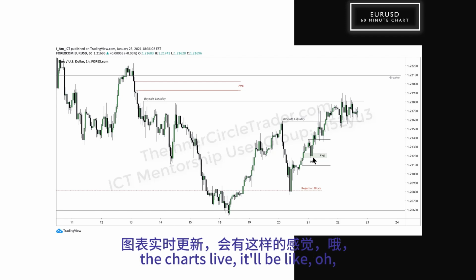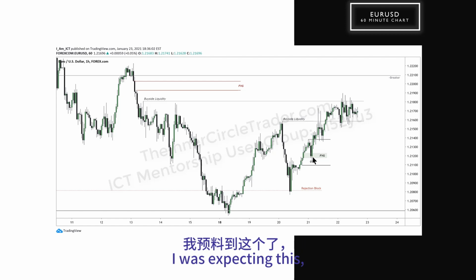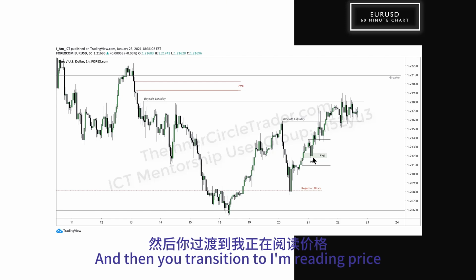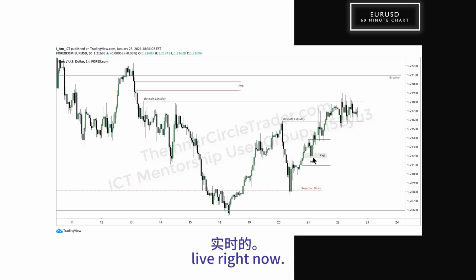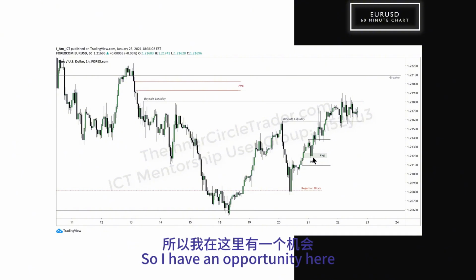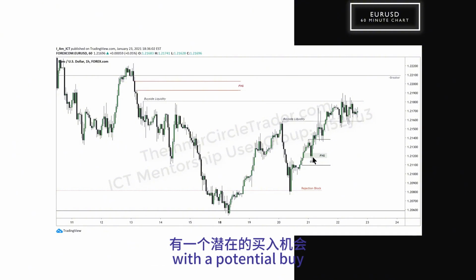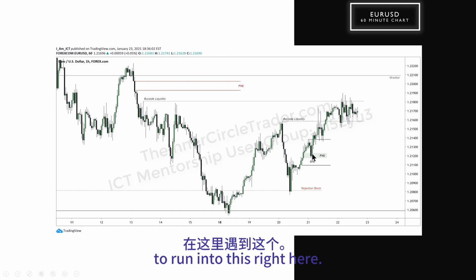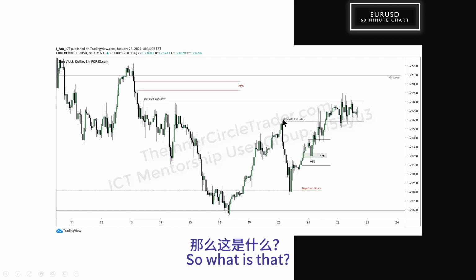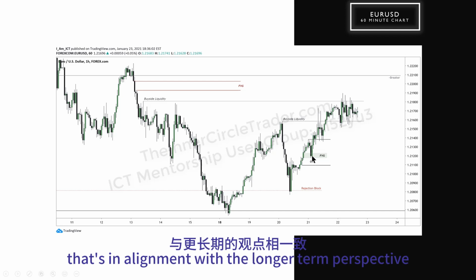And then when you watch the charts live, it'll be like, oh, I was expecting this, but this is what's happening right now. And then you transition to, I'm reading price live right now, and what I thought was going to happen doesn't look like it's going to. So I have an opportunity here with a potential buy to run into this right here. So what is that? This is a setup that's in alignment with the longer term perspective.